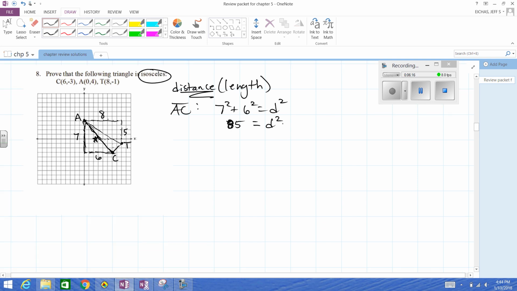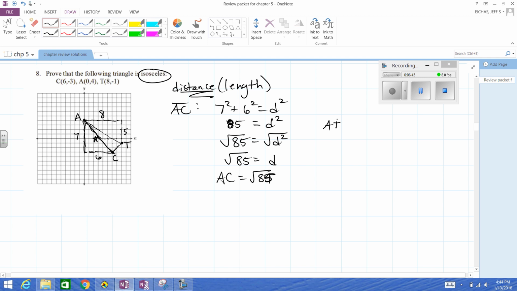85 equals D squared. And then we're going to square root both sides. Now, what happens is that's not a perfect square, so you're going to get a decimal. It's a little over 9, probably 9.2-ish. So now we've got the length of AC.